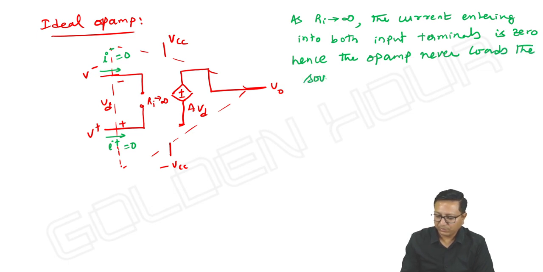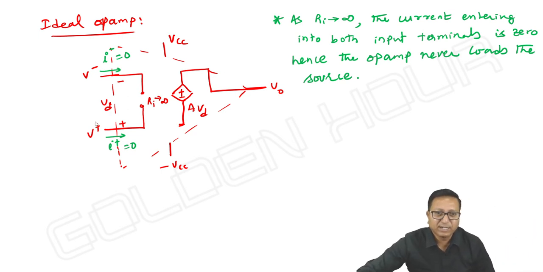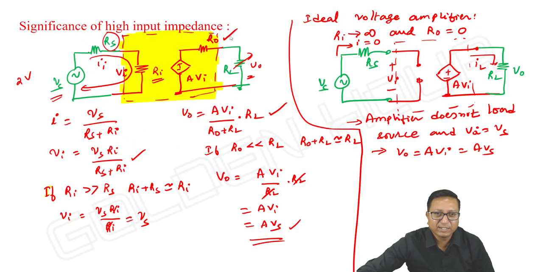It never loads the source. This is a very, very important point. Input impedance, the differential input resistance, is infinite, so practically very large, ideally infinite. So it does not allow any current to enter it, which means it is not loading the source. If it loads, if some current flows, it starts loading the previous stage. That is the significance, or advantage, of the high input impedance.